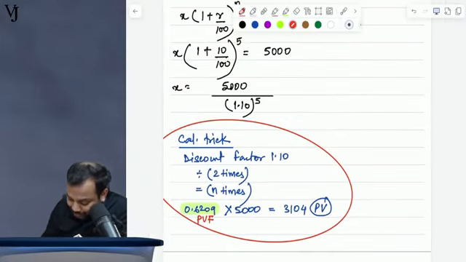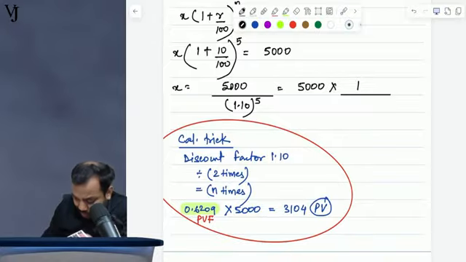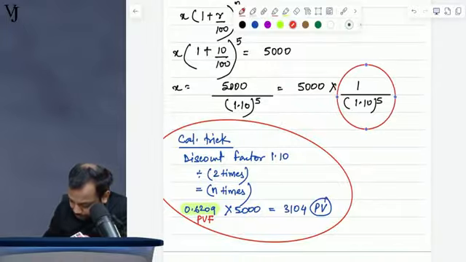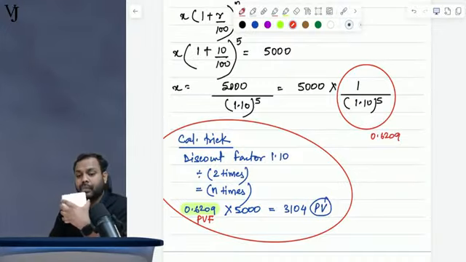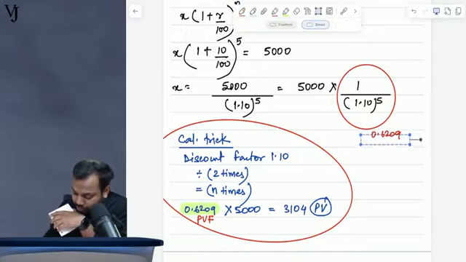So basically I can say 5,000 multiplied by 1 divided by 1.10 to the power 5. The value of this is how much? 0.6209. So 5,000 into 0.6209 comes to the present value.